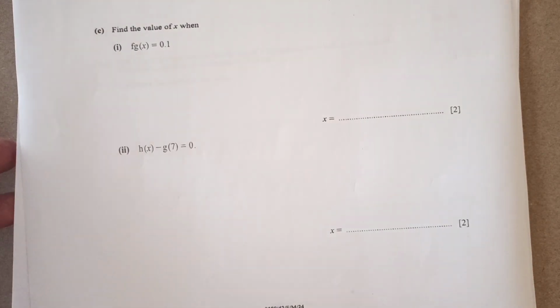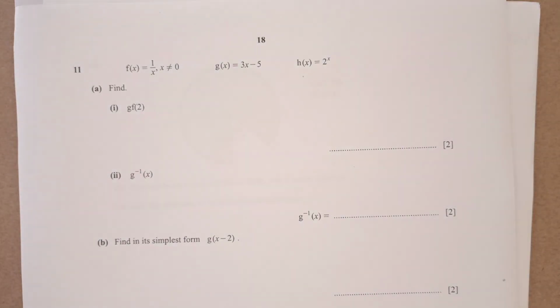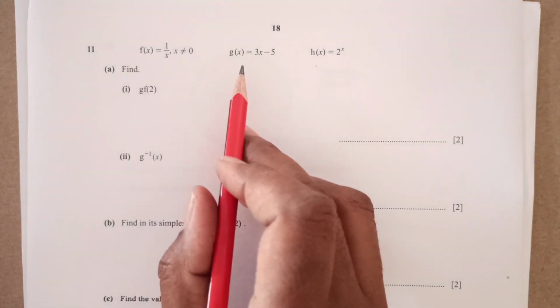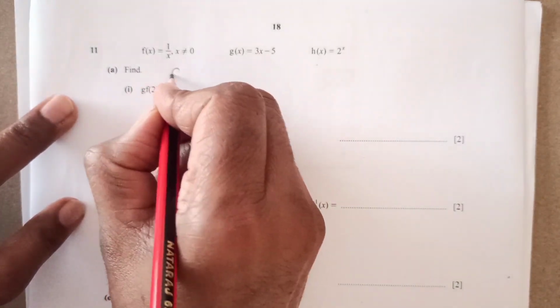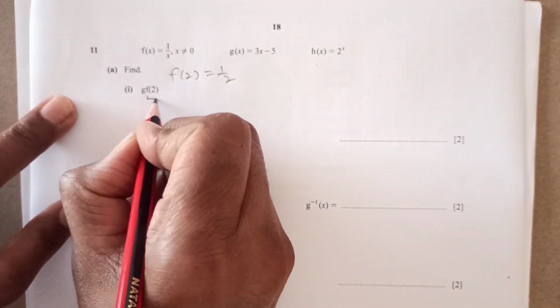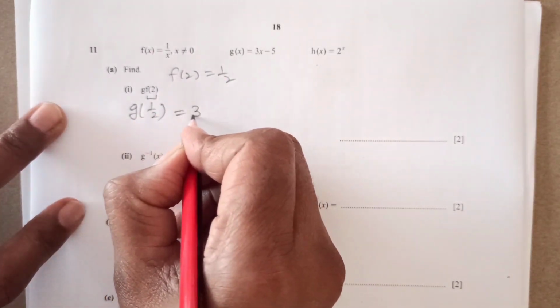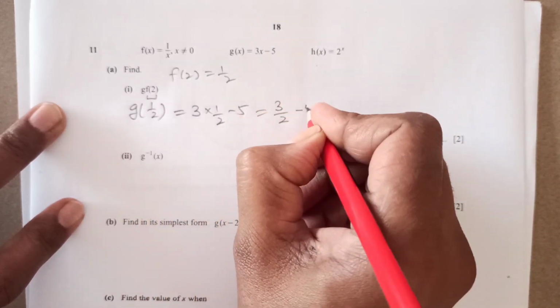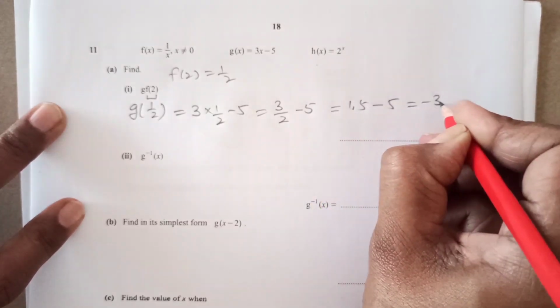Now question number 11, from functions we have f(x) equals 1 over x, where x is not equal to 0, and then we have g(x) and h(x). Find g of f(2). f(2) is 1 over 2, right? So I will replace f(2) by 1 over 2. g of 1 over 2 is 3 times 1 over 2 minus 5, so this is 3 over 2 minus 5, which comes out to be 1.5 minus 5, that is negative 3.5.